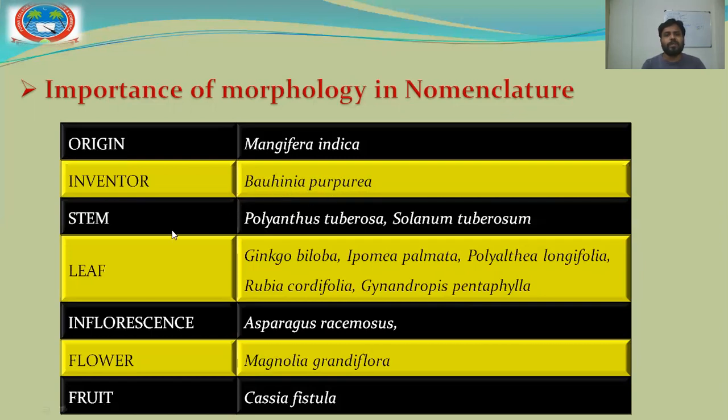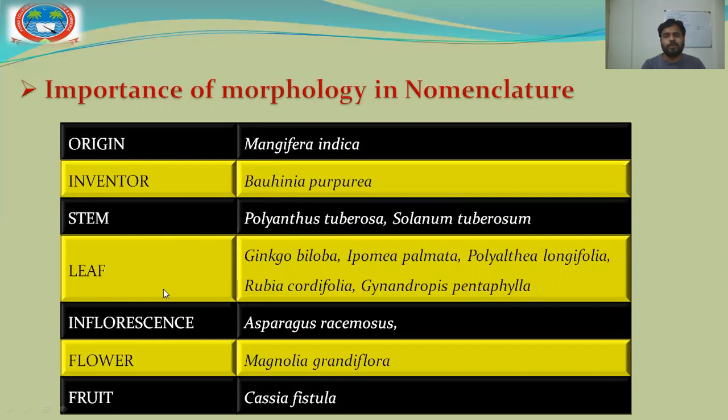In the same way, on the basis of some stem characteristics, we can determine the nomenclature. For example, Polianthes tuberosa and Solanum tuberosum. In both these plants, tuberosa and tuberosum, the name of the species indicates the nature of the stem. That is, the stem is tuberous in nature. So that's a morphological character. The tuberous nature of the stem determines the name of the species of these two plants, that is Polianthes tuberosa and Solanum tuberosum.